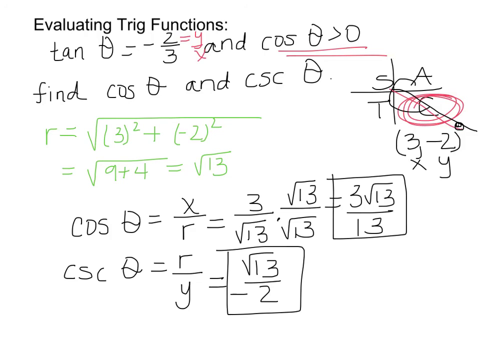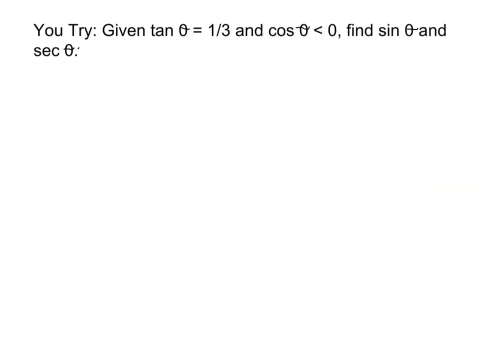Okay, now I want you to try one. Given tangent of theta equals, let's make this negative 1/3, and cosine of theta is also negative. Find sine of theta and secant of theta. So pause the video and try it, and then we'll check our answers.